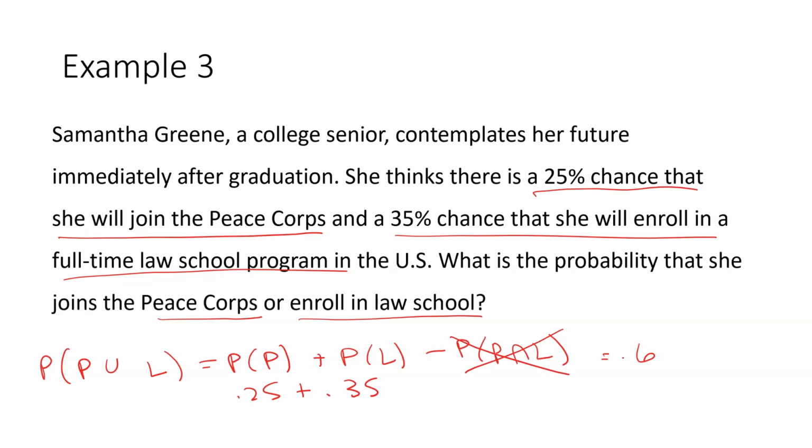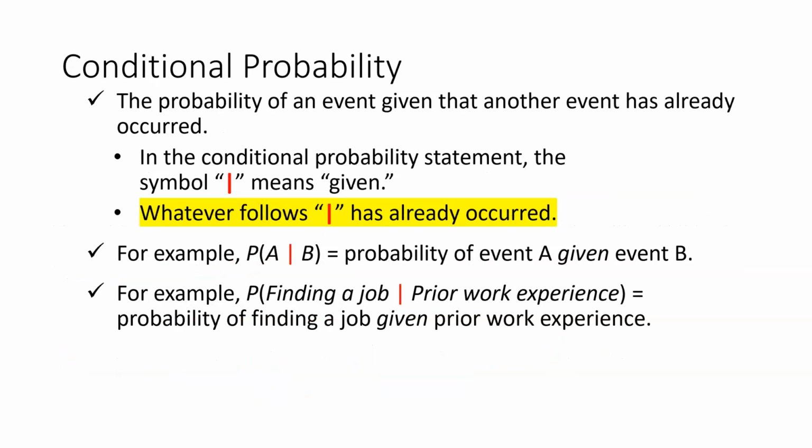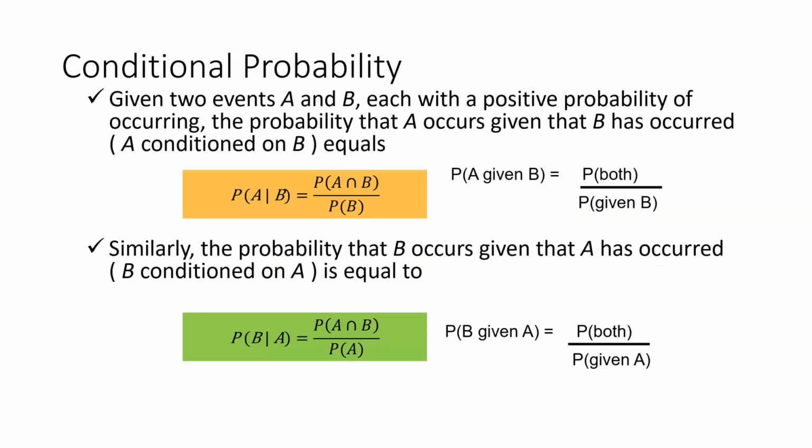So when we talk about conditional probability, we're talking about something that, given another event has already occurred, and we use this line symbol to represent that. So if we're talking about A given B, this is the probability of event A given B. So finding a job given that you have prior work experience. These are the formulas, and these are really important. We're going to be using these a bunch.